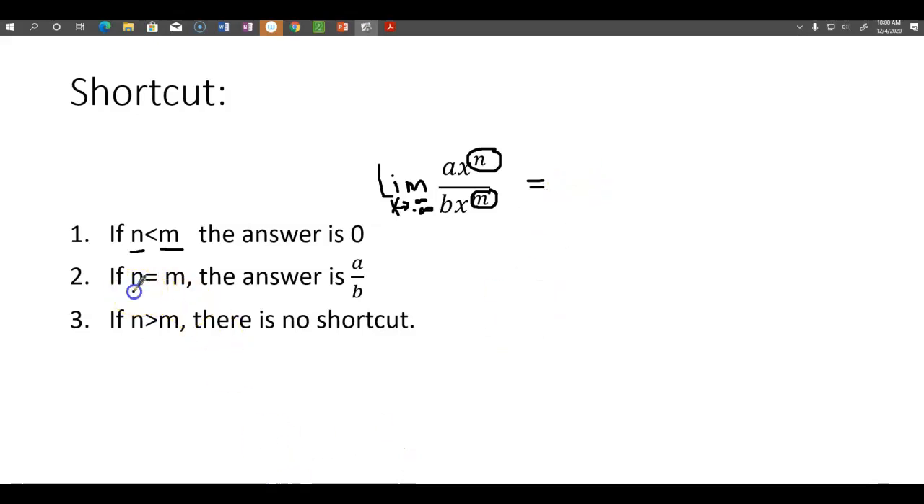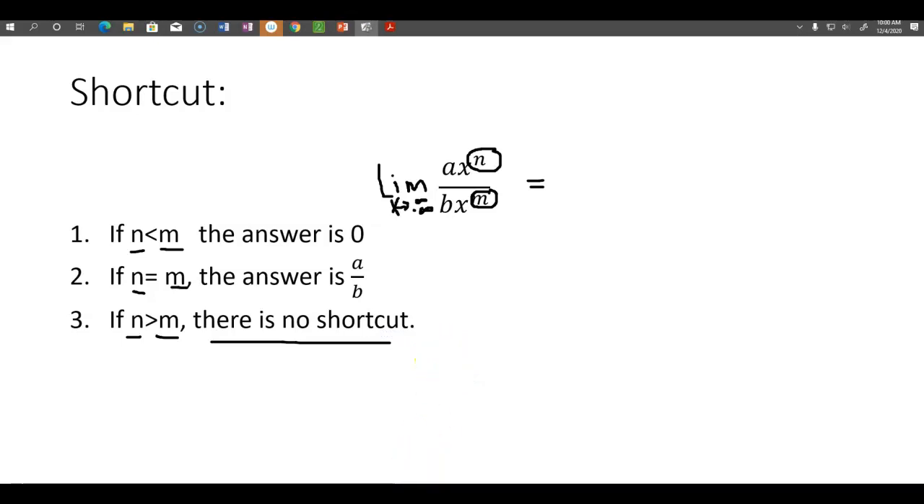If the power on the top is equal to the power on the bottom, then the answer is going to be whatever these coefficients are made into a fraction of each other, a over b. And then finally, if you're dealing with a situation where the top power is greater than the bottom power, there is no shortcut. You kind of got to do it the way that we learned it initially.